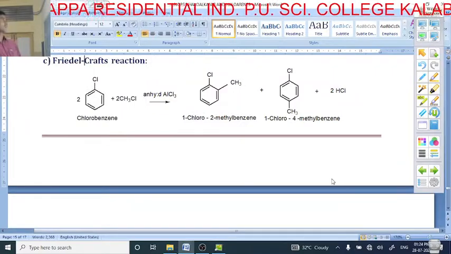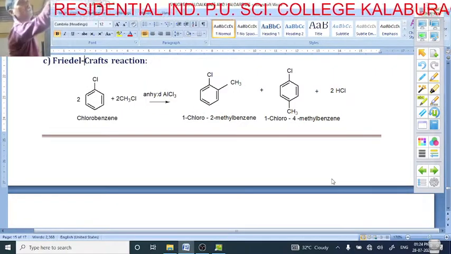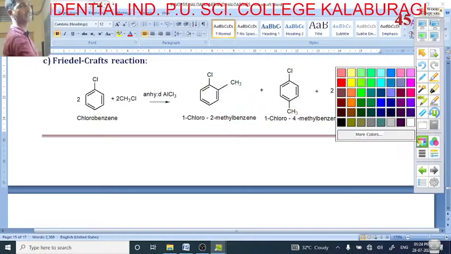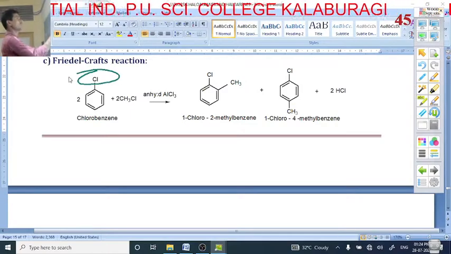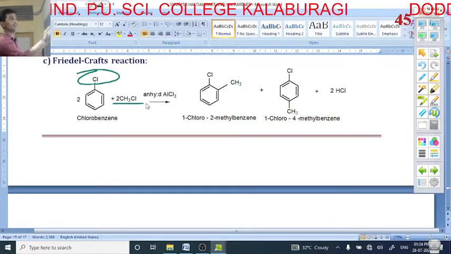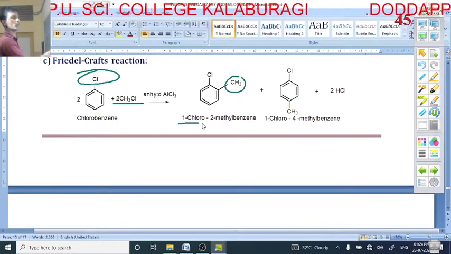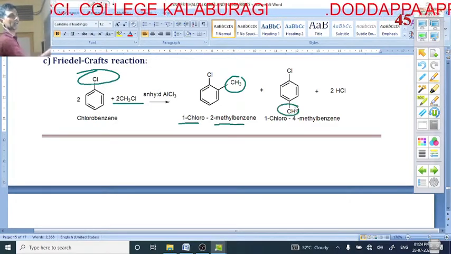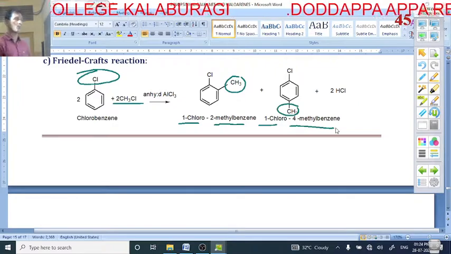Next is the Friedel-Crafts reaction. In this Friedel-Crafts reaction, what happens, my dear students? This is the chlorobenzene. It reacts with the methyl product. It gives the ortho product that is called 1-chloro-2-methylbenzene. This is the para position. It is called 1-chloro-4-methylbenzene.